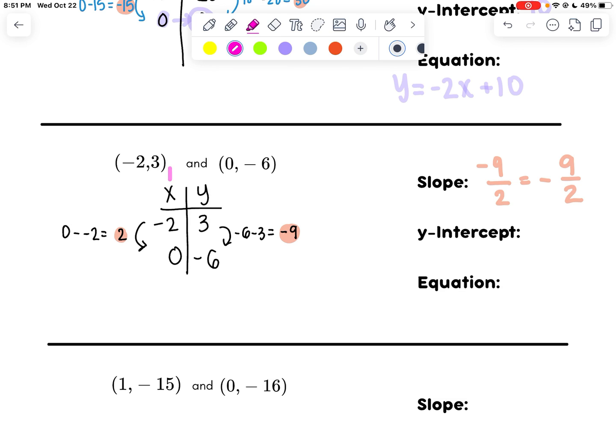For my y-intercept, I'm looking down the x until I find 0. I go straight across, so my y-intercept is negative 6. For this one, my equation would be y equals my slope, negative 9 over 2x, followed by my y-intercept, negative 6.